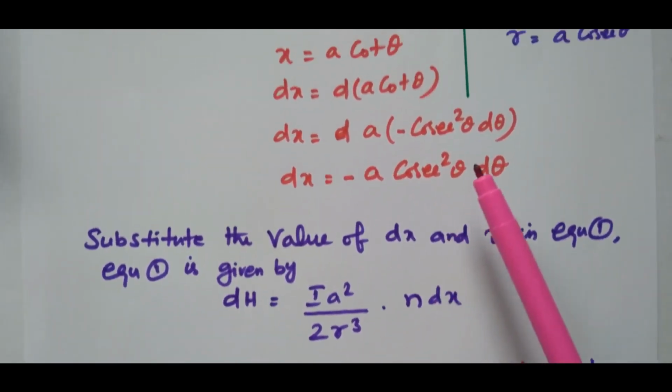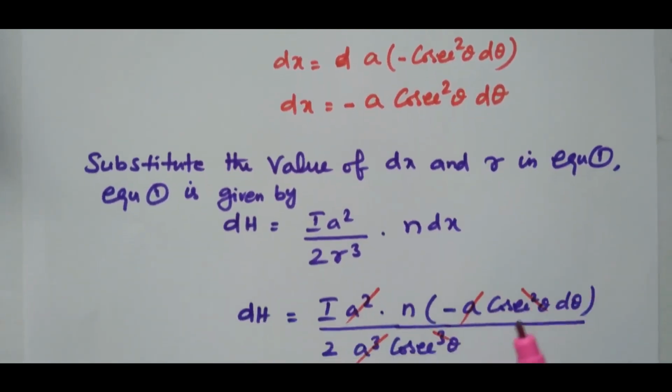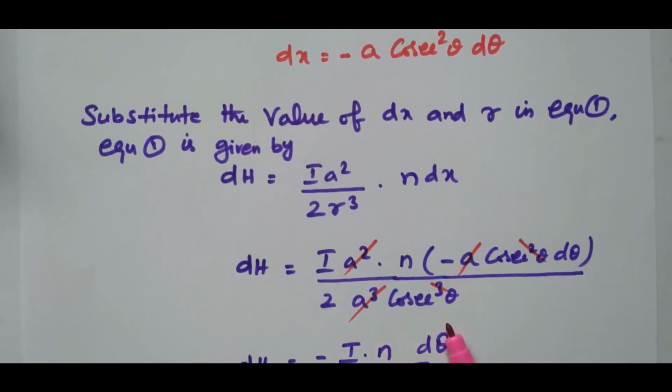What is the r value? r is nothing but a cosecant theta. Right? So a cube into cosecant cube theta. The dx value is substituted and the r value is substituted. See that here cosecant square is available, here cosecant cube is available. So these two got cancelled, cosecant square cancelled, one cosecant theta will be available. Here a cube is available, here a square and a is available. So totally all are cancelled.